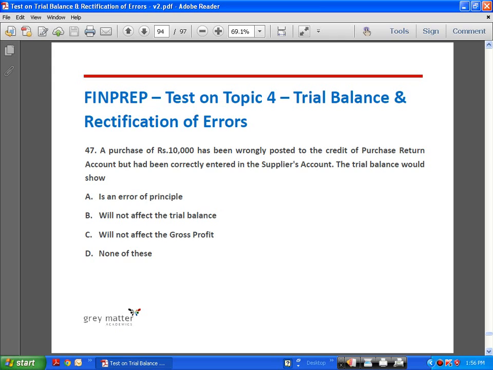A purchase of rupees 10,000 has been wrongly posted to the credit of purchase returns account but has been correctly entered in the supplier's account. So when we make a purchase, the entry is purchase account debit to supplier's account. But what has happened here is the supplier's account has been credited correctly and the purchase returns account has also been credited with the same amount. The trial balance will not agree. The credit side will be more than the debit side. It will definitely affect the gross profit because we are understating our purchases and hence the gross profit will be inflated. So the answer is D, none of the above.